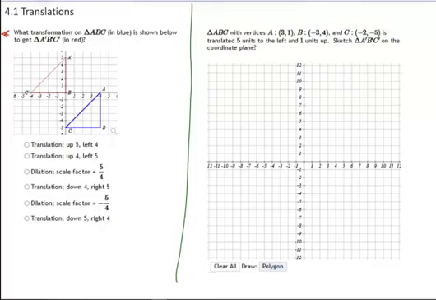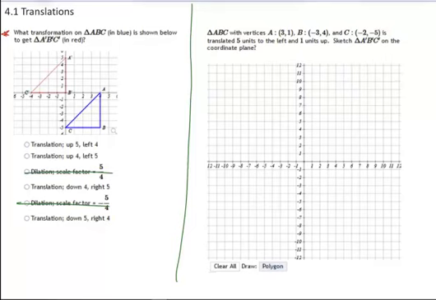Dilations occur when the figure increases or decreases proportionally in size. But we can see from the images that these are the same size triangles. They happen to be oriented in the same direction as well. They just get shifted vertically and horizontally. So we know it's going to be a translation, so we can eliminate those two options.